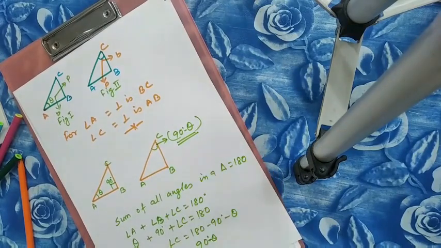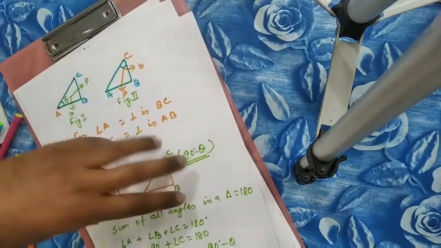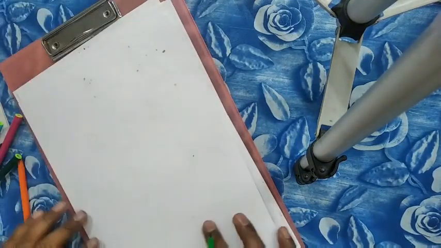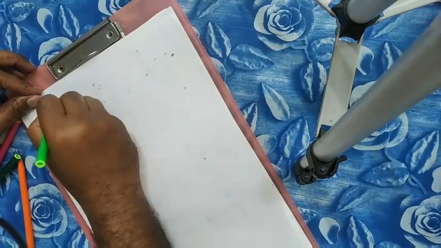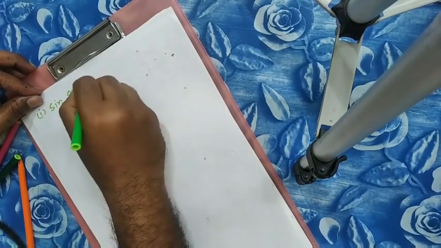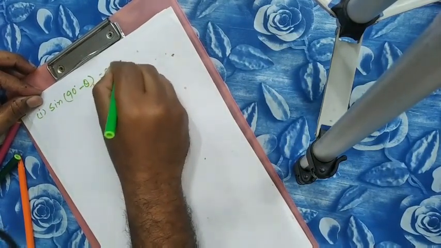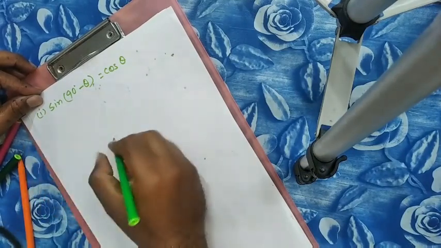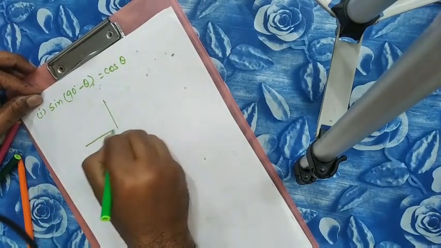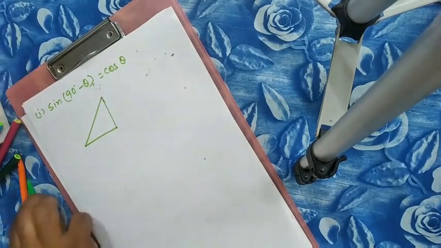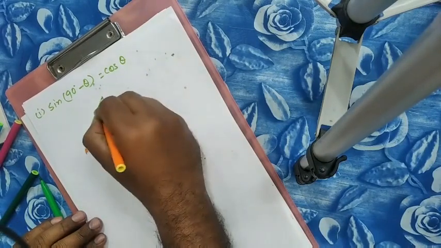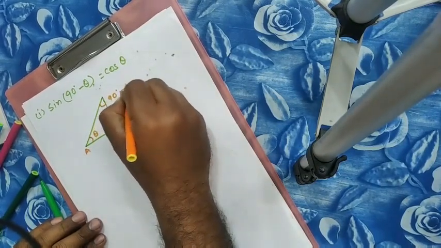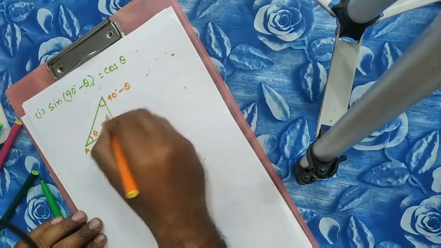This is the value of angle C. From this we will derive some equations. The first formula is sin(90 degrees minus theta) is equal to cos theta. We already know that angle A is theta degrees, angle C is 90 degrees minus theta, and angle B is 90 degrees.